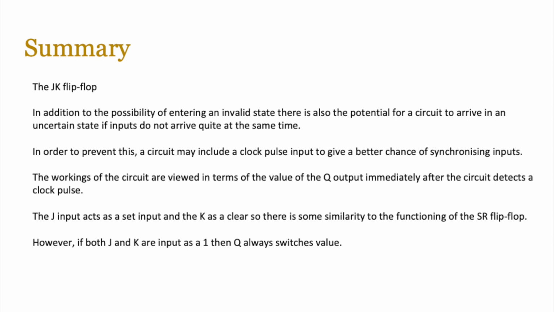In addition to the possibility of entering that invalid state, there is also the potential for a circuit to arrive in an uncertain state if inputs do not arrive at the same time. So they have synchronization issues. And in order to prevent that, the JK flip-flop introduces an element which is called the clock, and it also has 2 additional gates. Now the workings of the circuit can be viewed in terms of the value of the Q output immediately after the circuit detects a clock pulse, and the J input acts as a set input, the K acts as the clear or the reset, so there is some similarity to the functioning of the SR flip-flop.